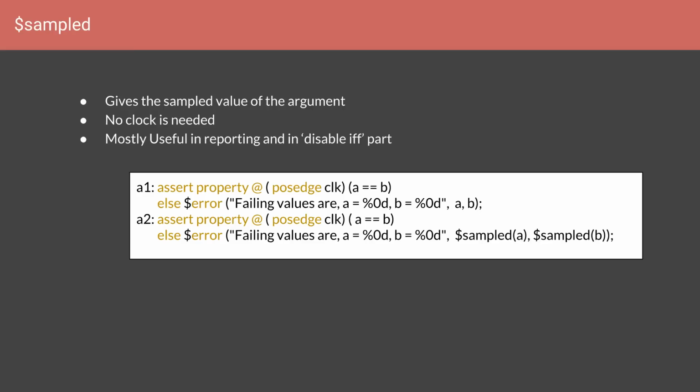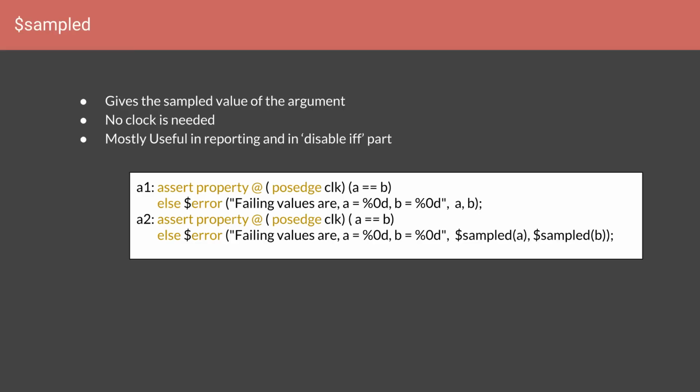As you already know, all concurrent assertions by default make use of sampled values, and there is no point in using the $sampled function in writing a property for a concurrent assertion. But if you want to print some debug messages, you could use the $sampled function.